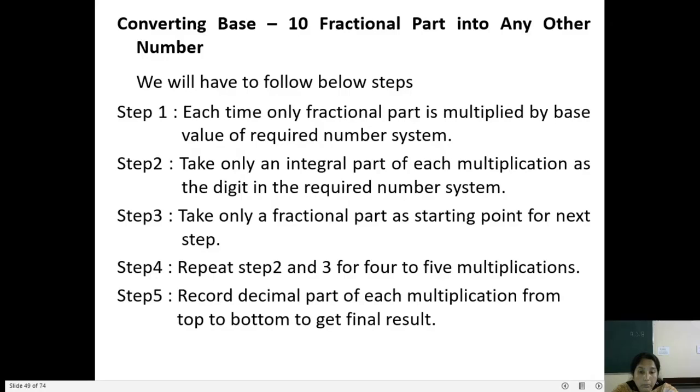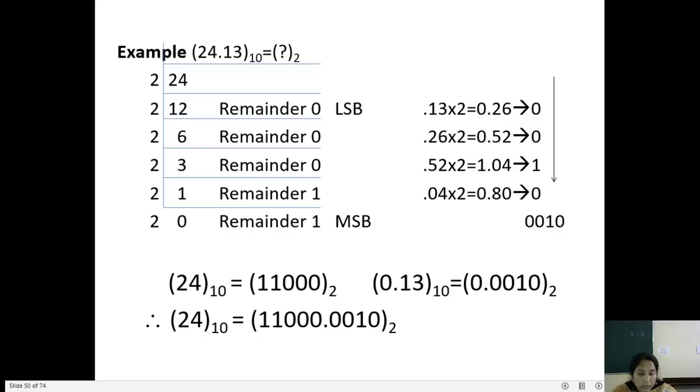For example, see here, there is 24.13. This is a decimal number you are converting into a binary number, and they have given a fractional value 13. At that time, the same division you want to do for the 24 as we did in the previous one. When you come to the 13, that is the decimal value, you want to do repeated multiplication until you get repeated 0, and while keeping the value as the output, you should ignore the number present after the decimal point, and you keep only the value from top to bottom. There we are keeping from bottom to top. Here you want to keep from top to bottom.